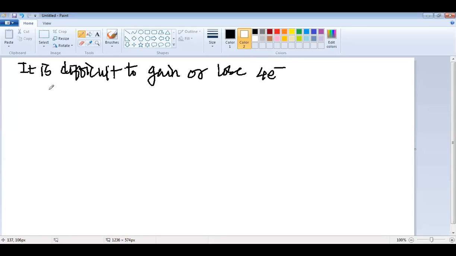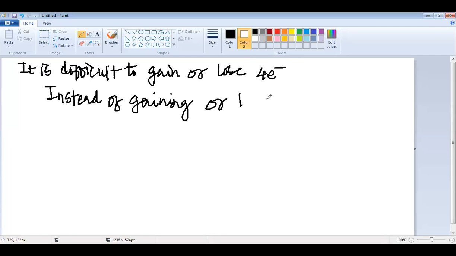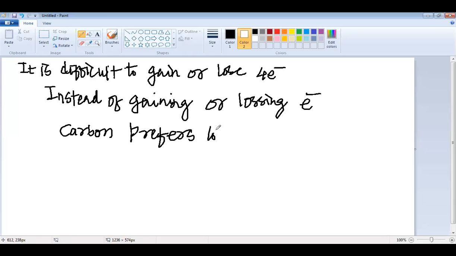So instead of gaining or losing electrons, my dear students, what will carbon do? Can anyone tell? Carbon prefers to share electrons.